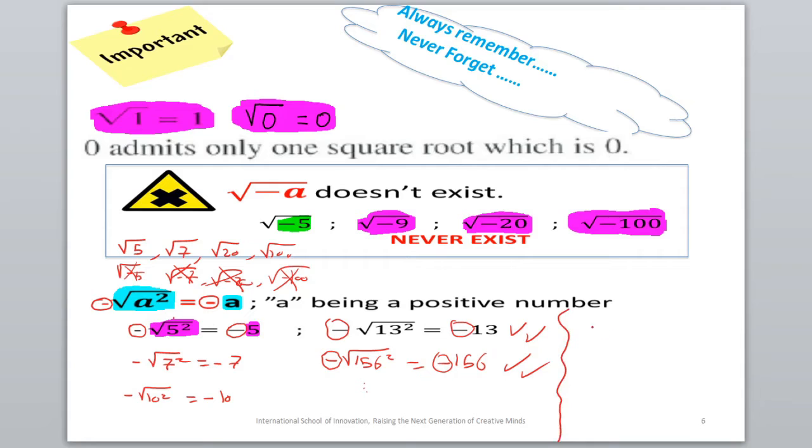But the thing that's not fine is to write radical minus 5 squared. This does not exist. Radical minus 13 squared does not exist. And so on, like that. Good? So I think this is also clear. We will take now in the next slide more and more examples to understand the lesson very well.